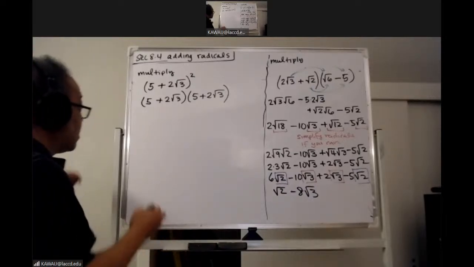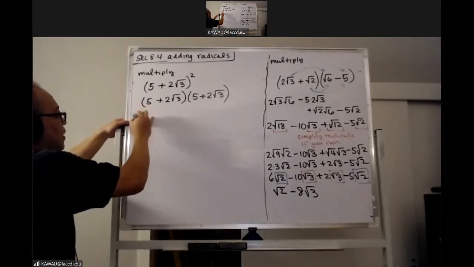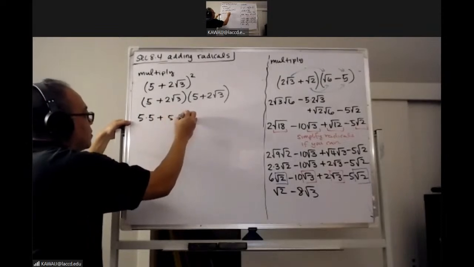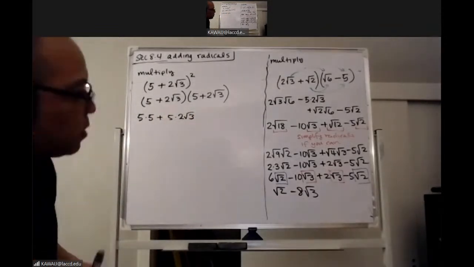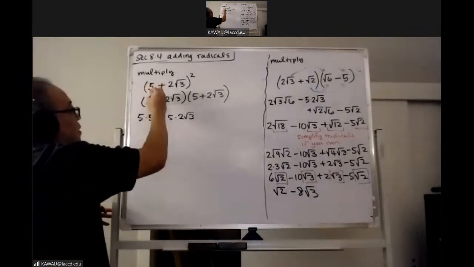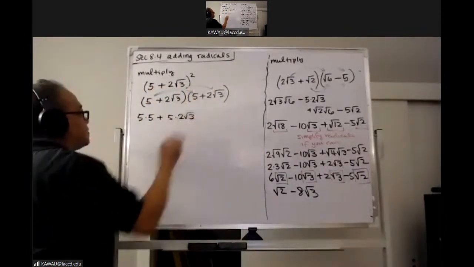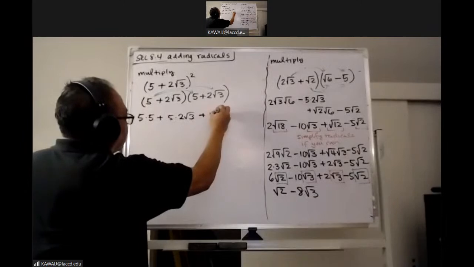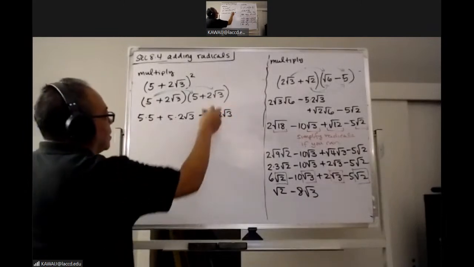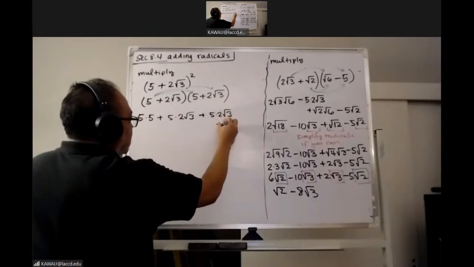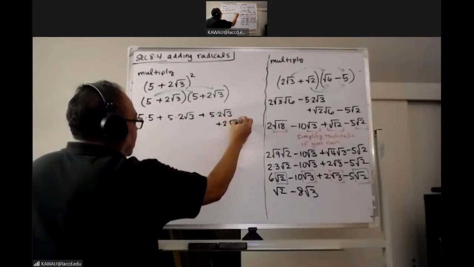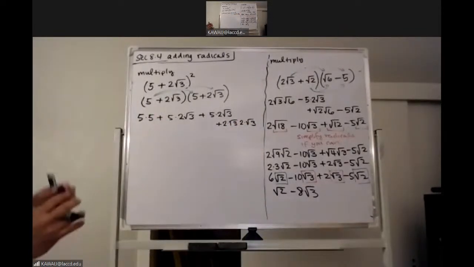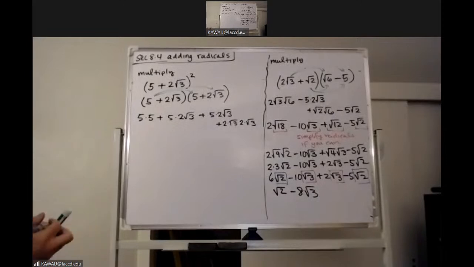Okay. So we get 5 times 5 plus 5 times 2 square root of 3. So that takes care of this times this, plus 5 times 2 square root of 3, and then this last one is plus 2 times square root of 3, 2 times square root of 3. So go ahead and multiply everything. Outside times the outside, inside times the inside.